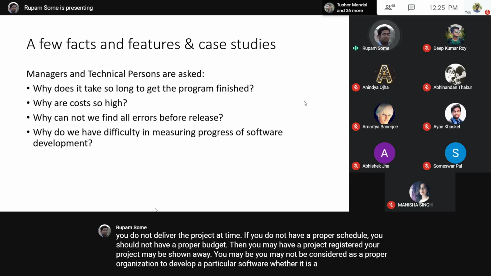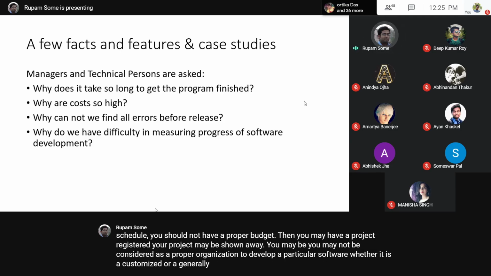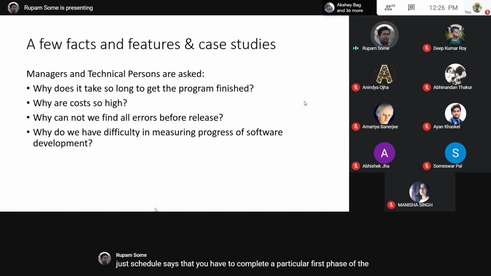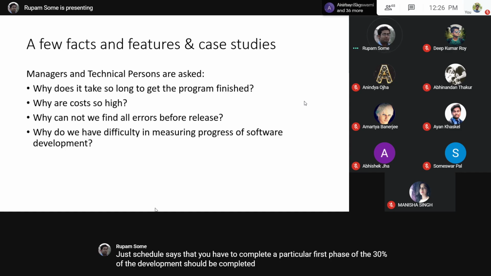Then, last but not the least, why do you have difficulty in measuring the progress of software development? This is a very valid point. If you set some milestones, I hope I'm clear already. A milestone is a benchmark that measures how much progress you have made so far. Suppose your project schedule says that you would have to complete the first phase, 30% of the development, within 6 months. After that, you will be delivering a prototype.